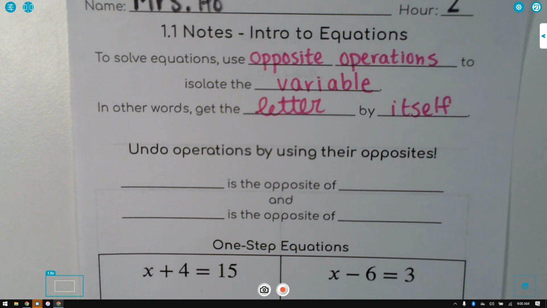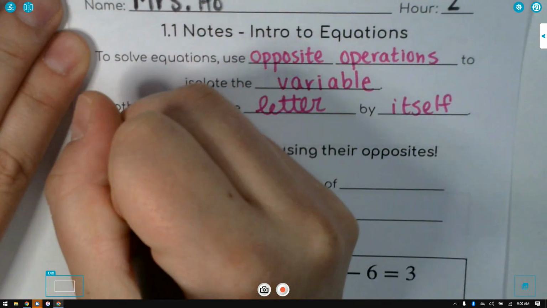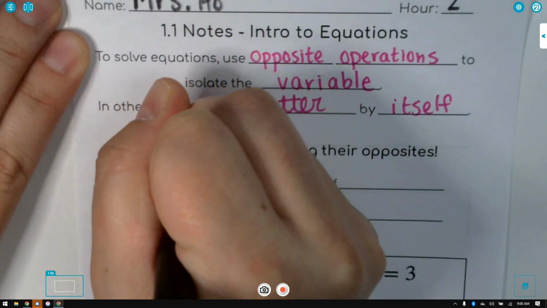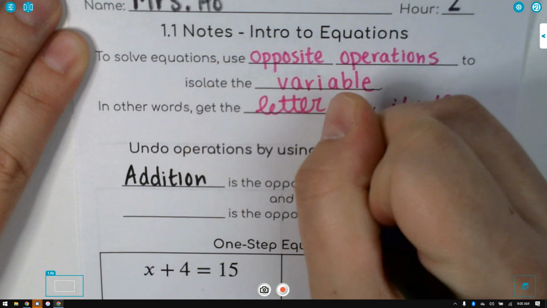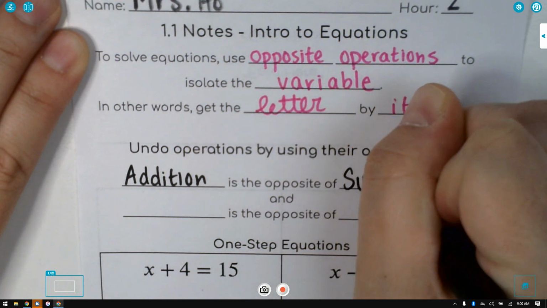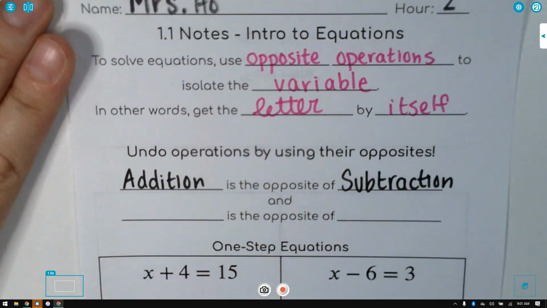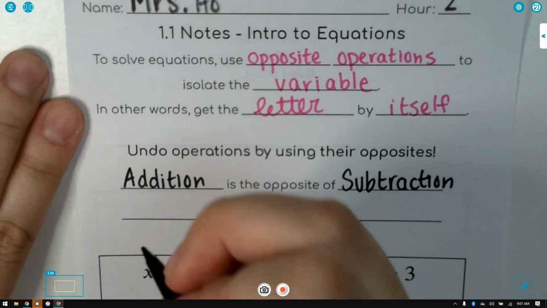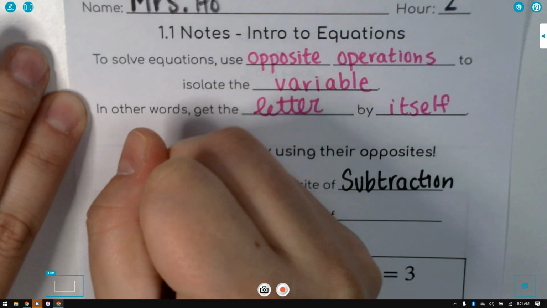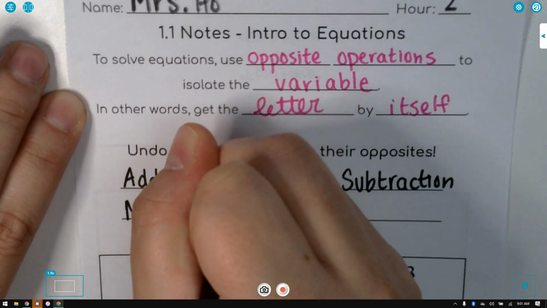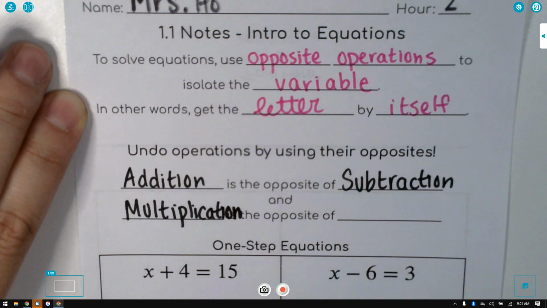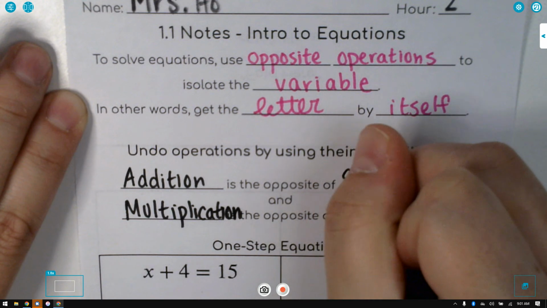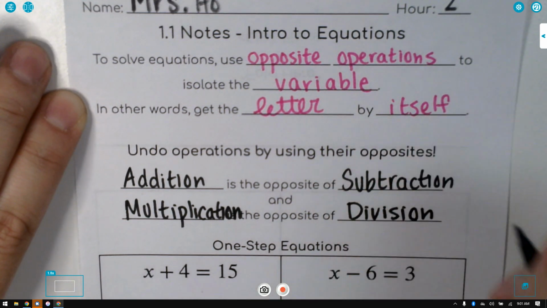All right, addition. What is addition the opposite of? Addition is the opposite of subtraction. And I found a pen that works. Yay. Okay, and what is our other set of opposites? Multiplication and division. That line is not big enough for multiplication. Division. At least not when I write it.